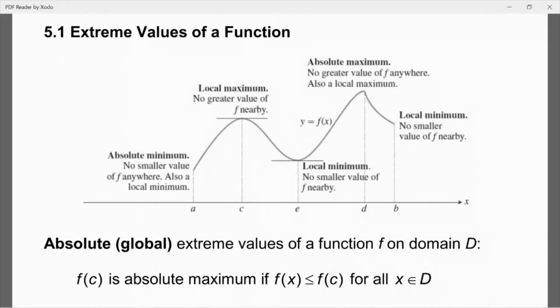This is AP Calculus AB, and in this video I'm going to talk about section 5.1, which is extreme values of a function. This is the start of our next unit where we're going to get into applications of derivatives, and that's really what we're going to be doing for the rest of this semester.